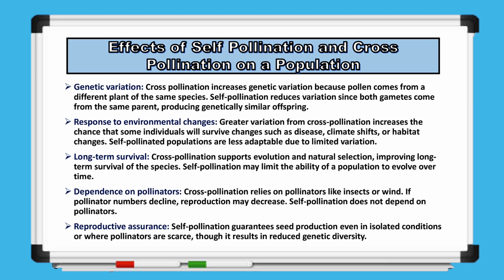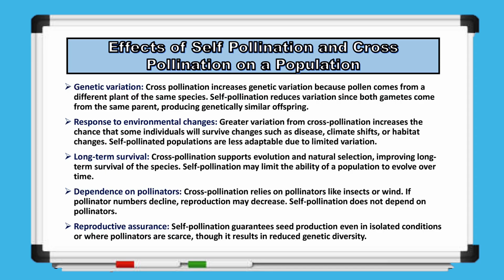Second, when it comes to responding to environmental changes, populations produced through cross-pollination have a better chance of survival. The greater genetic variation means that some individuals may be able to survive diseases, climate changes, or changes in habitat. Populations that mainly self-pollinate have less variation, so they may find it harder to adapt to new conditions.